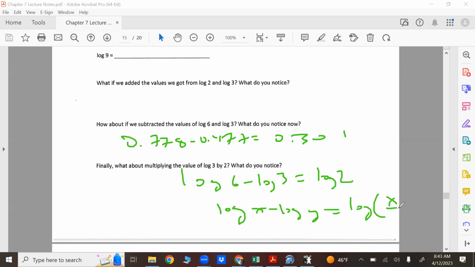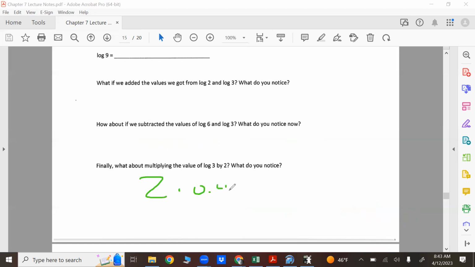Yeah, that's something I'm noticing. If I subtract log 6 with log 3, I get 0.301, which is log 6 minus log 3 equals log 2. And 6 divided by 3 is 2, so it's not a coincidence. And then lastly, log 3 was 0.477. If I do 2 times 0.477, you get 0.954.